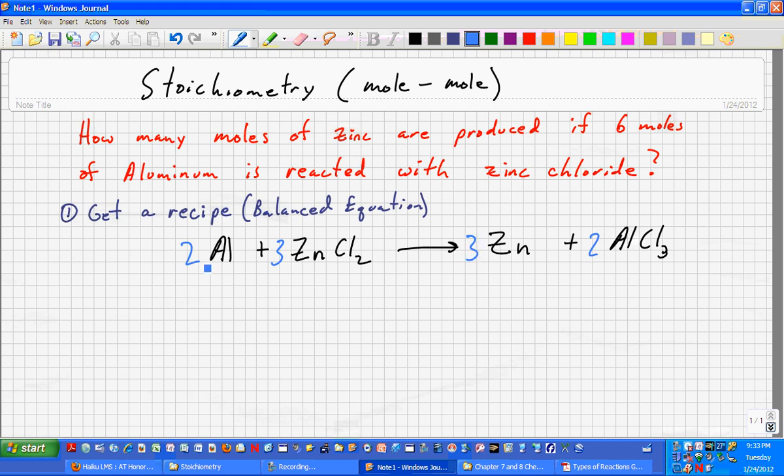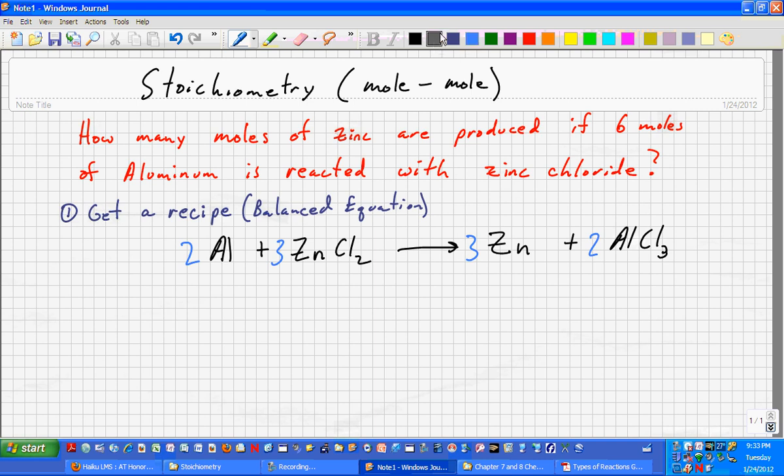and a 3 here. Now I've got 2 aluminums, 2 aluminums. I've got 3 zincs, 3 zincs. I've got 6 chlorines. 2 times 3 gives me 6, and 6 chlorines. I now have my balanced equation. So I'm ready to go ahead and get started.